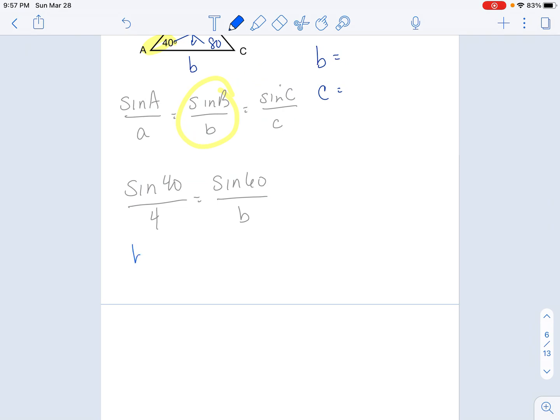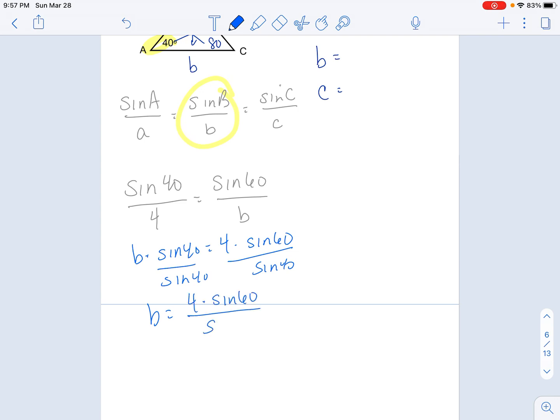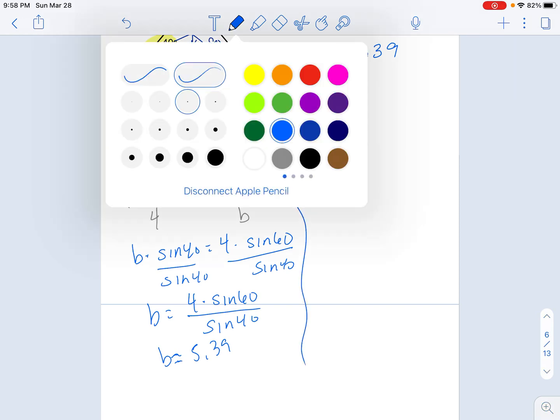Same idea, we're just going to cross multiply. So that gives me B times sine of 40 equals 4 times sine of 60. Divide both sides by sine of 40. So B is going to be equal to 4 times sine of 60 over sine of 40. Go to our calculators and type that in. So 4 times sine of 60, hit enter or close that parenthesis, and divide by sine of 40. That gives me 5.39. So side B is approximately 5.39. Again, that was a rounded value, so that's an approximate value for side B.